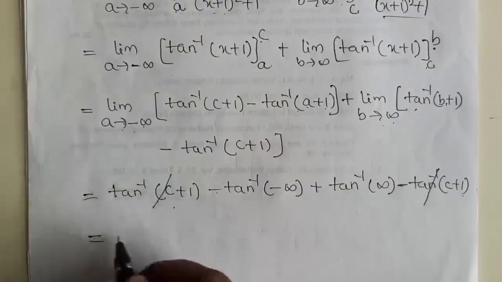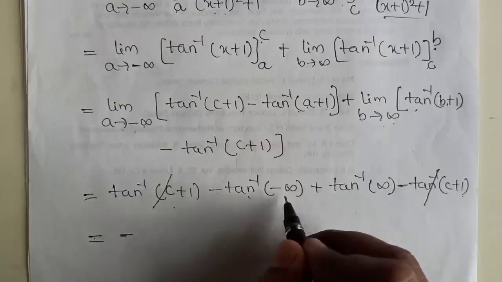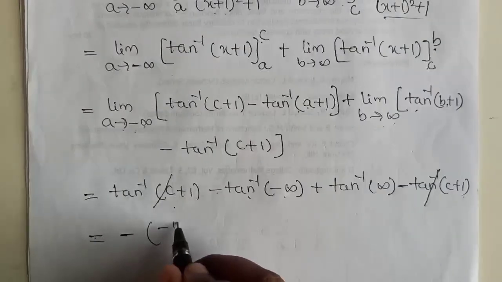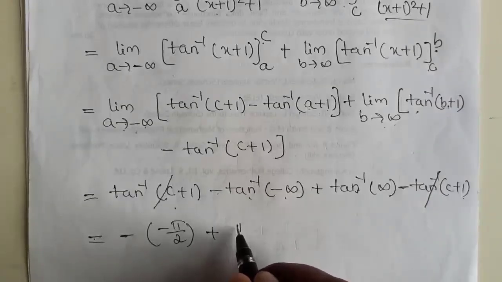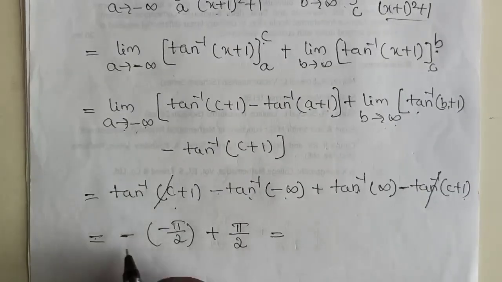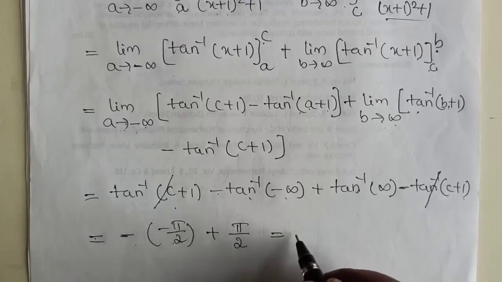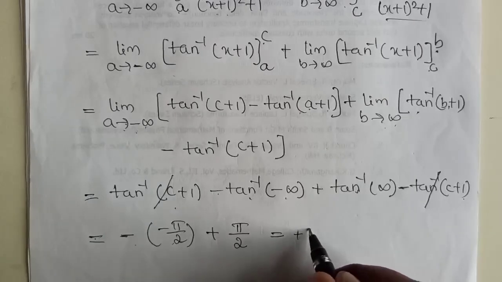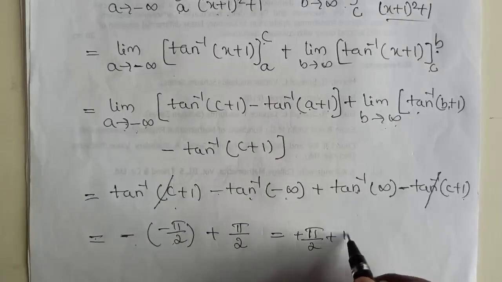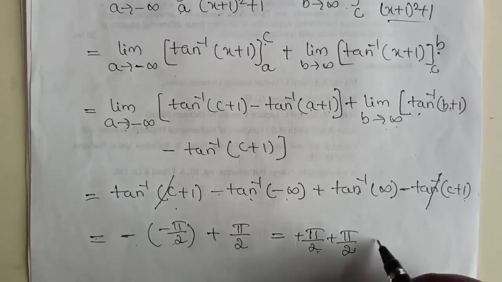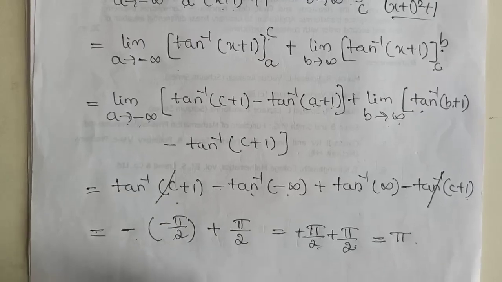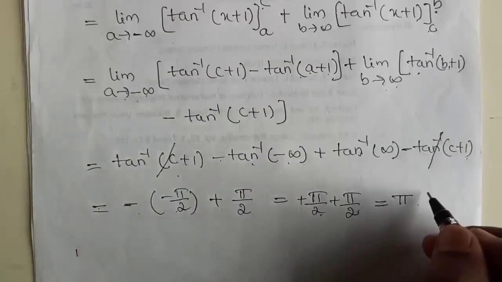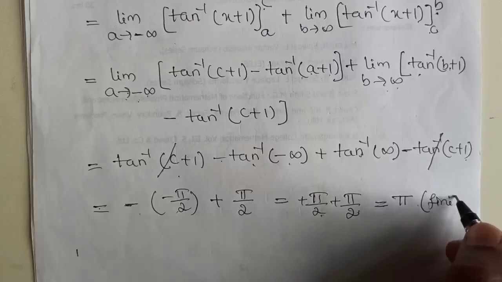So we get minus tan inverse of minus infinity, which is minus pi by 2, plus tan inverse of plus infinity, which is plus pi by 2. So minus pi by 2 into minus is equal to plus pi by 2, plus pi by 2. Pi by 2 plus pi by 2 is equal to pi. Therefore, pi means it is a finite value.